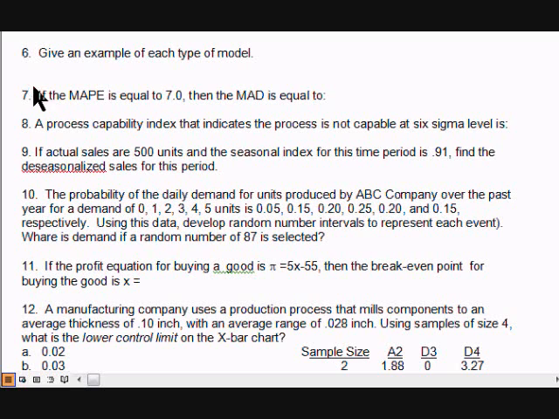The next question, number 7, is a bit of a trick question. The mean absolute percentage error is equal to 7, and the mean absolute deviation must be, oh, you can't figure that out from here.